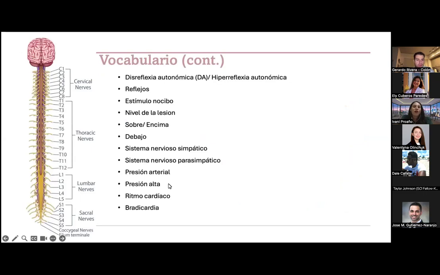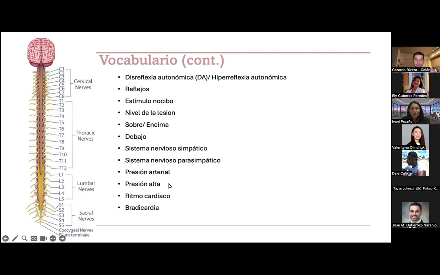So now we're going to dive into la disreflexia autonómica, so DA, or some people also call it the hiperreflexia autonómica, so autonomic hyperreflexia. Essentially, this has to do with a lot of reflexes going on in the body, so reflejos. All of this is due to a noxious stimulus in the body that the body is receiving and not really identifying. So a noxious stimulus would be estímulo nocivo.